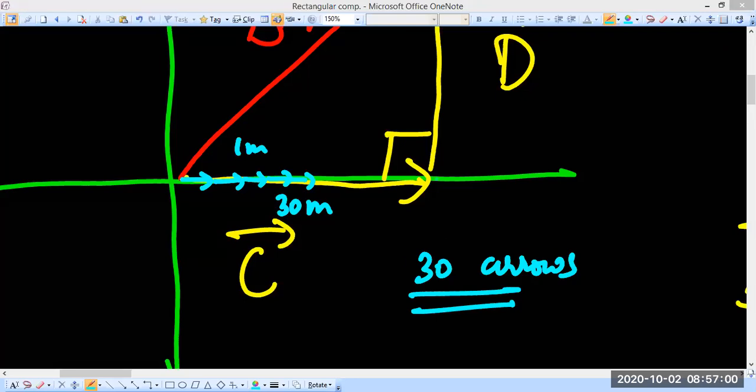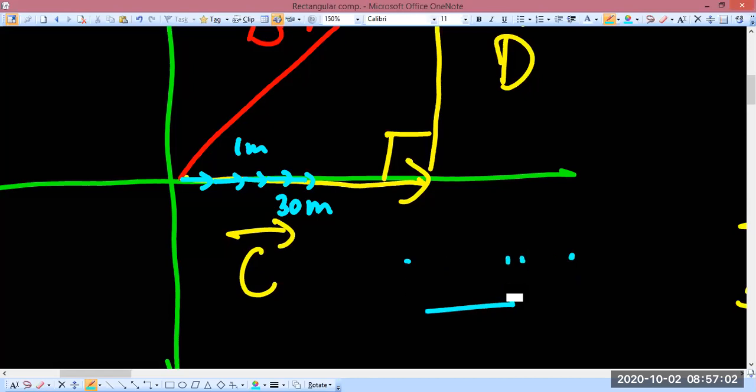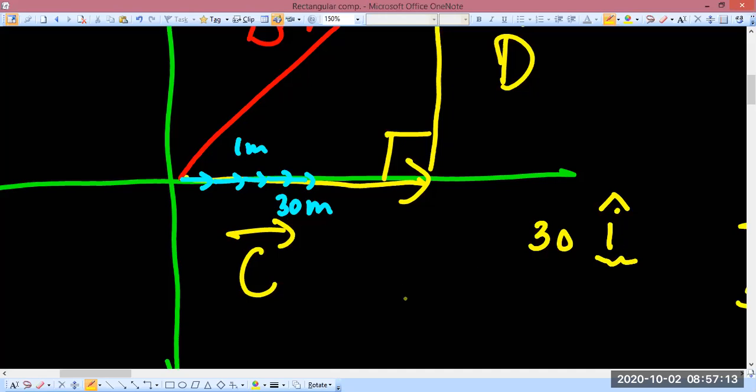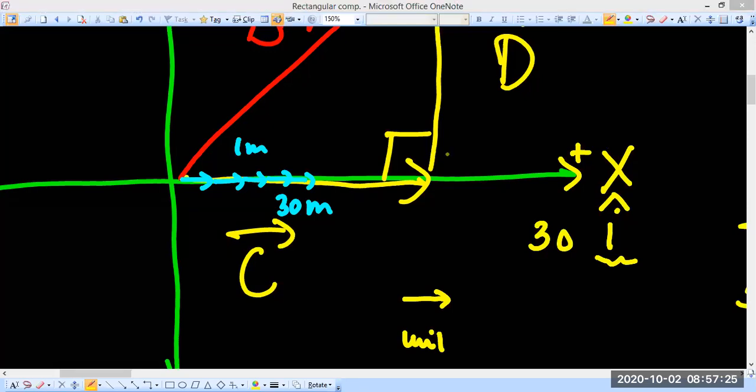So that's why people, listen to this carefully, that means I am drawing 30 times I caret. Why I caret? Because I caret means any unit vector that you are drawing in x direction. This is positive x, correct? Everyone, listen to this carefully. I'm saying that each such 1 meter arrow is actually I hat.